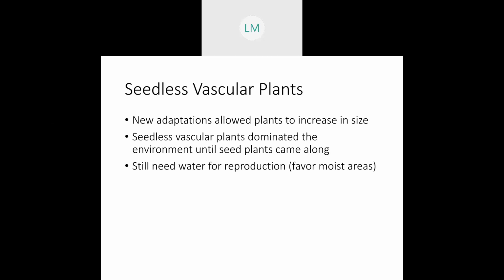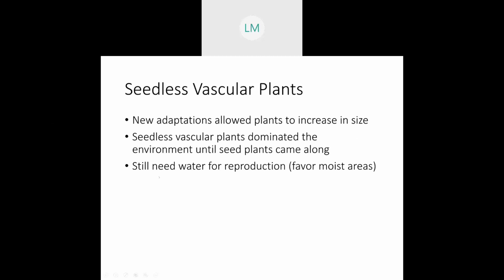So seedless vascular plants were pretty much the only plants that were dominating the landscape until we had the evolution of seed plants. So I believe it's in like the Carboniferous period where we see a really dominant seedless vascular plant timeline. And then a lot of the seedless vascular plants that existed in those previous eras are now what have been turned into things like fossil fuels. So we have these seedless vascular plants that were really dominant in the environment back in the Carboniferous period.